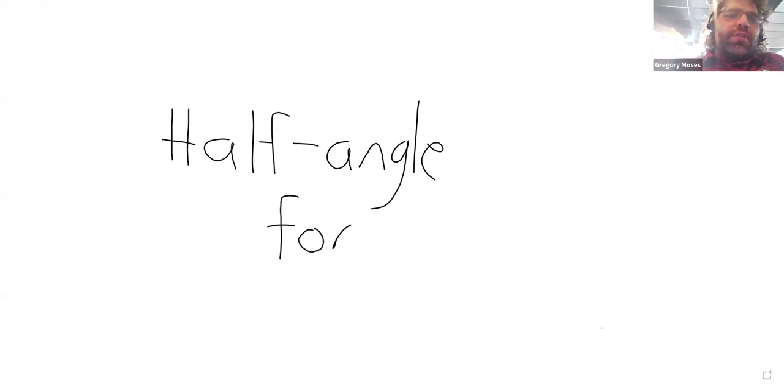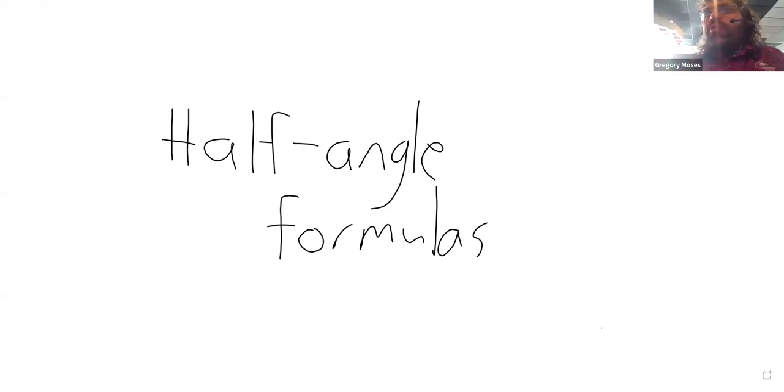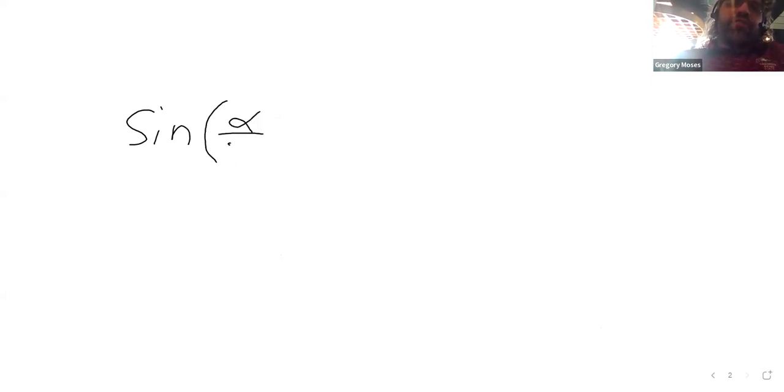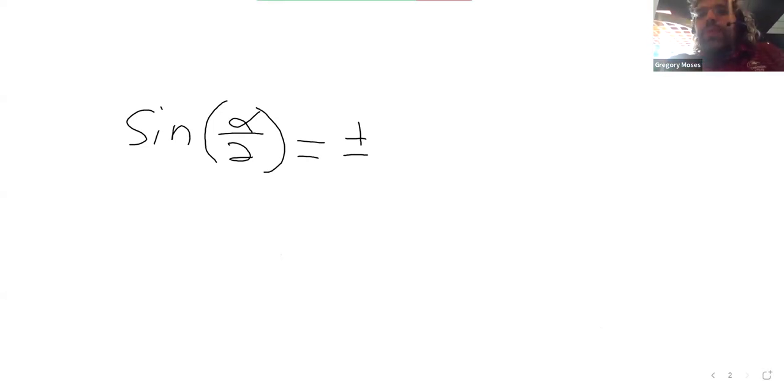Let's look at the half angle formulas. And as has been the case a lot, there are going to be three of them, one for the sine, one for the cosine, one for the tangent. The half angle formulas have a difference, and that difference is that they have a plus or minus sign in them.